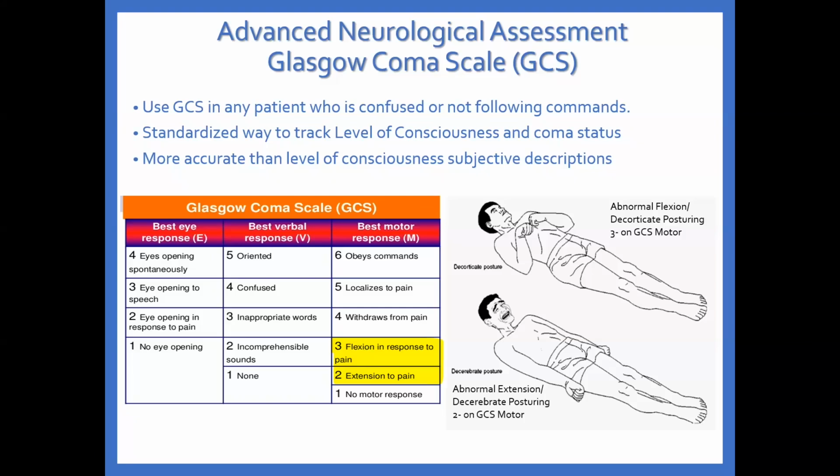The other one is extension, and that one looks like they extend their hands and they actually rotate their hands out. So with flexion, they bring them up like this, and with extension, they bring them out and they rotate their hands outwards like this. Both of them have pointed toes. So if you want to call your client posturing, they have to be one of these two. Anything else, we'll just call it localizes to pain or something like that. Those are the only two postures you'll see.